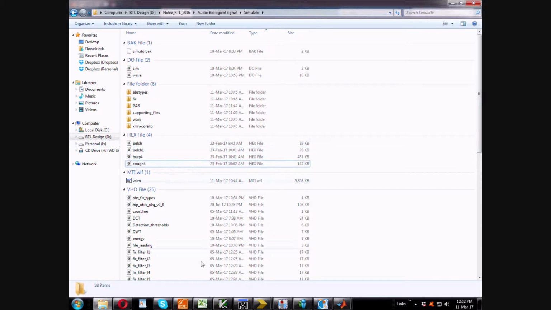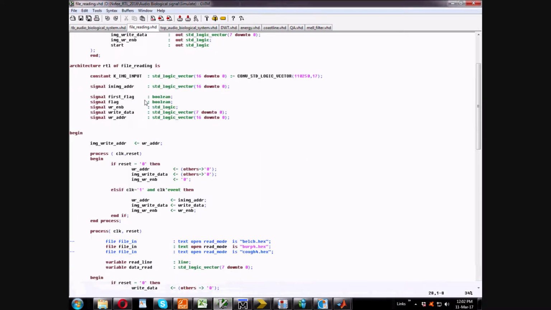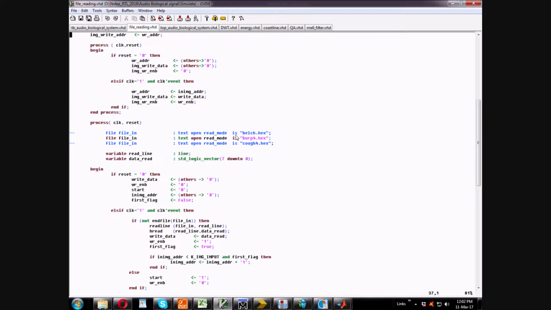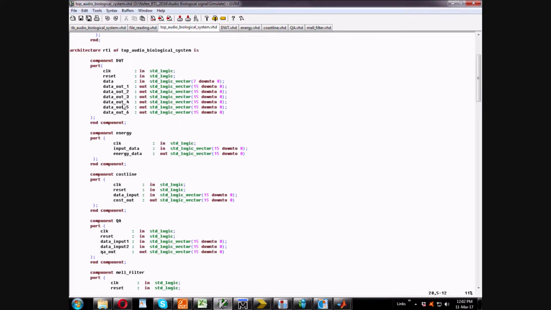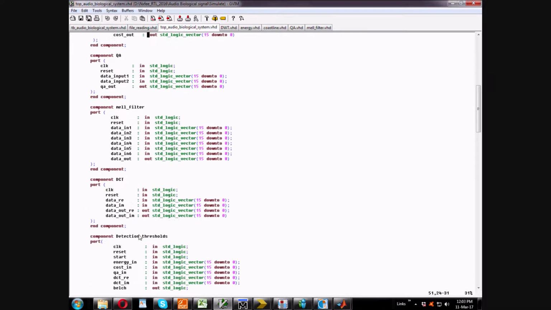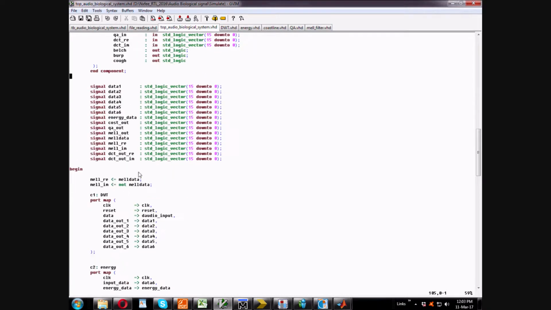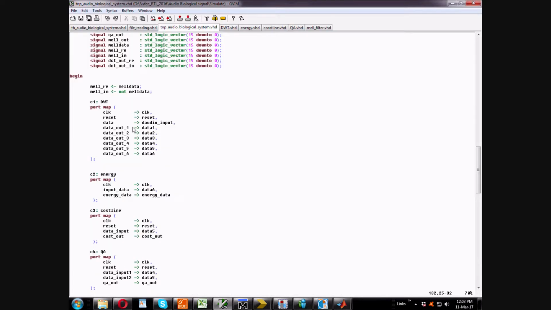We read the signals based upon the file reading code here in VHDL, for whichever signals we need to identify. We write the code for the top audio biological system. The inputs are clock, reset, start, audio input, bleach, burp, cough. We have only three data sets for these audio signals. We wrote the code for DWT, energy, cost line, QA, Mel filter, DCT, and detection thresholds. The audio input is given to the DWT, and we take the output for three samples of D1, D2, D3, D4, D5, D6.